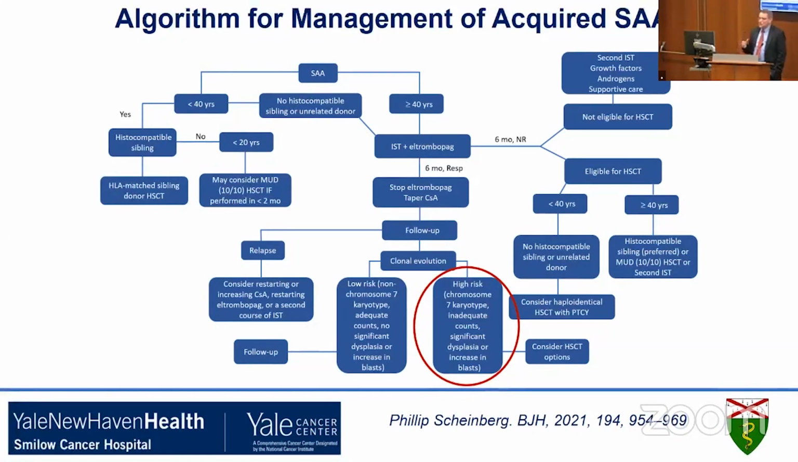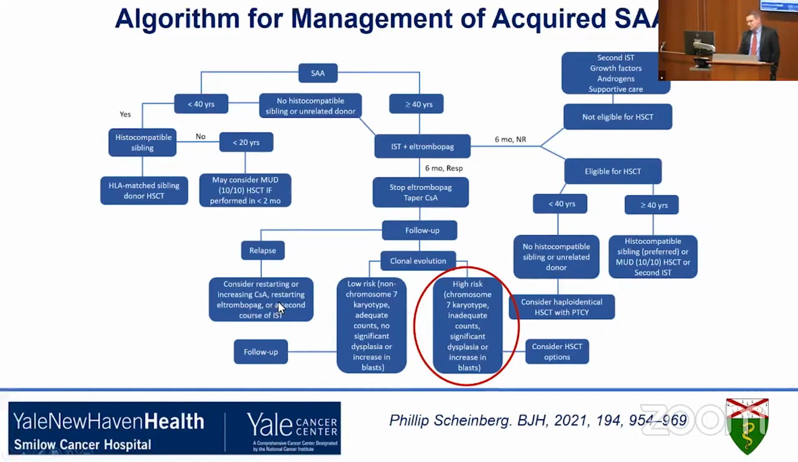So I did show you the schema of frontline treatment. This is expanding to what happens to patients who didn't respond to initial treatment with immunosuppressive therapy and eltrombopag. Again, it is a minority of patients, only 15% among those who are treated. So we look at this at 6 months, and if there is no response and the patient is eligible for transplant, we go with different types of transplants. Again, this will be discussed later. So if there is response, we stop eltrombopag and taper cyclosporin. That's what happened with our patient. And then we continue follow-up, looking for relapse.